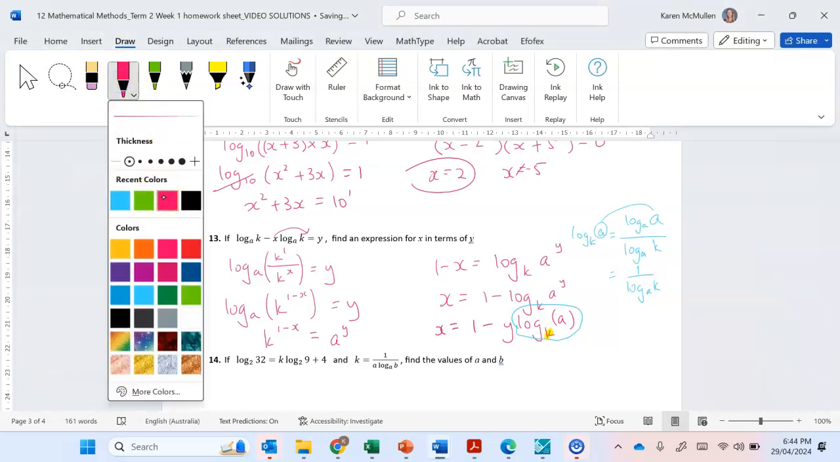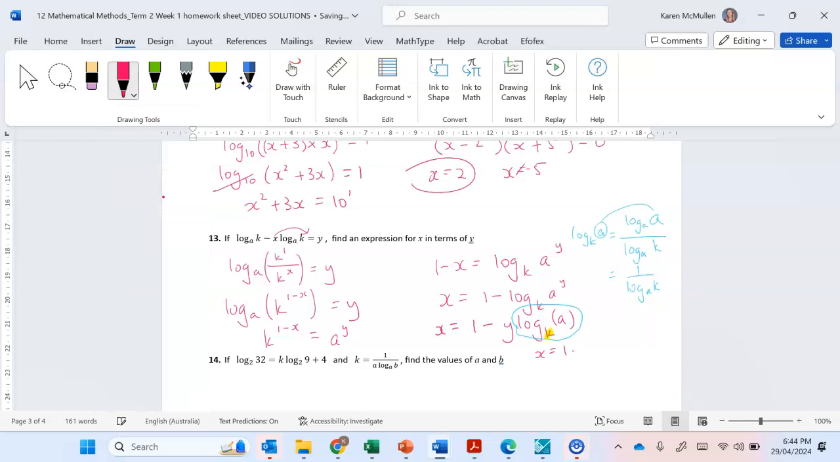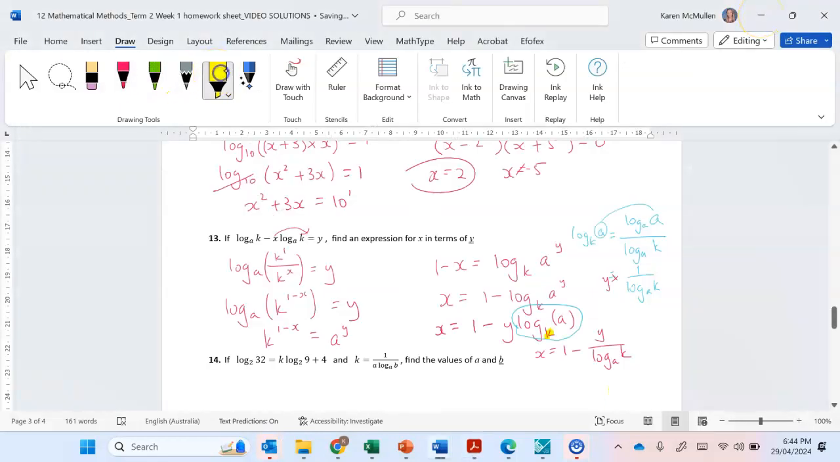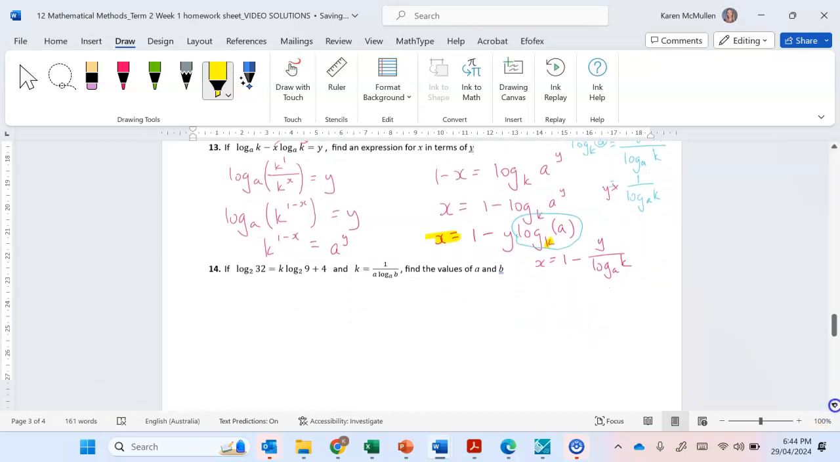So just going back to our question, it's going to be x equals 1 minus. Now that y I kept separate, we only changed the base for the log, so the y is going to be multiplying this basically. So we're going to have the y on the top and log base A of K on the bottom. So same answer as the solutions. I just wanted to show you that our original answer, which was this one here, is perfectly fine. It didn't tell us what base we had to have, so both would be accepted.